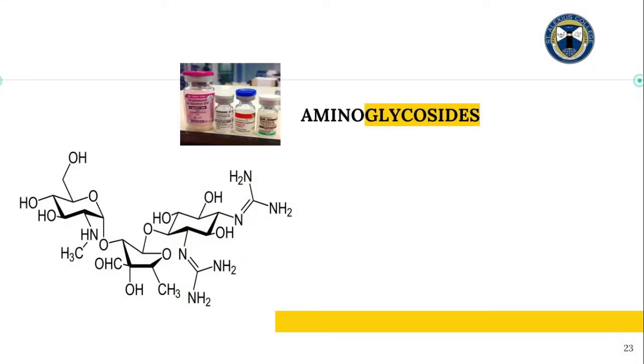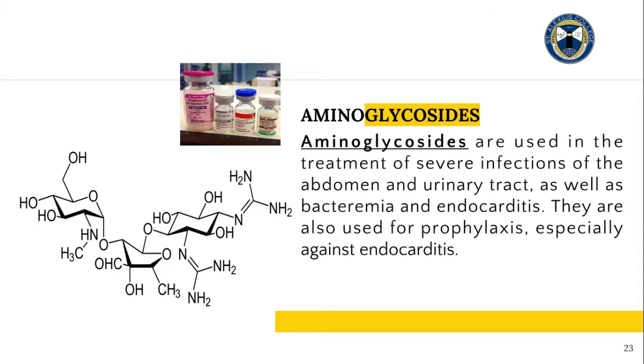Aminoglycosides are a class of antibiotics used to treat serious infections caused by bacteria that either multiply very quickly or are difficult to treat. Aminoglycosides are called bactericidal antibiotics because they kill bacteria directly. Aminoglycosides are used in the treatment of severe infections of the abdomen and urinary tract, as well as bacteremia and endocarditis. They are also used for prophylaxis, especially against endocarditis.